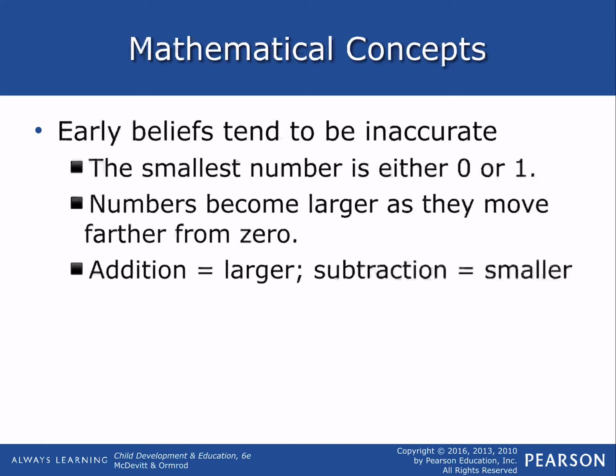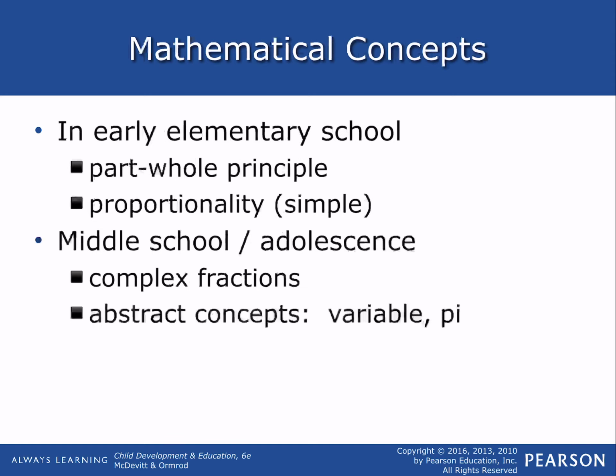Okay, so the smallest number. So you start with an inaccurate set of knowledge. What does that mean? It means we don't get into negative numbers right away. Negative numbers are too abstract. There's no good visual way to play with blocks and deal with negative numbers. So the smallest number is either 0 or 1. Numbers become larger as they move further from 0. Addition is making a bigger number. Subtraction is making a smaller number out of something.